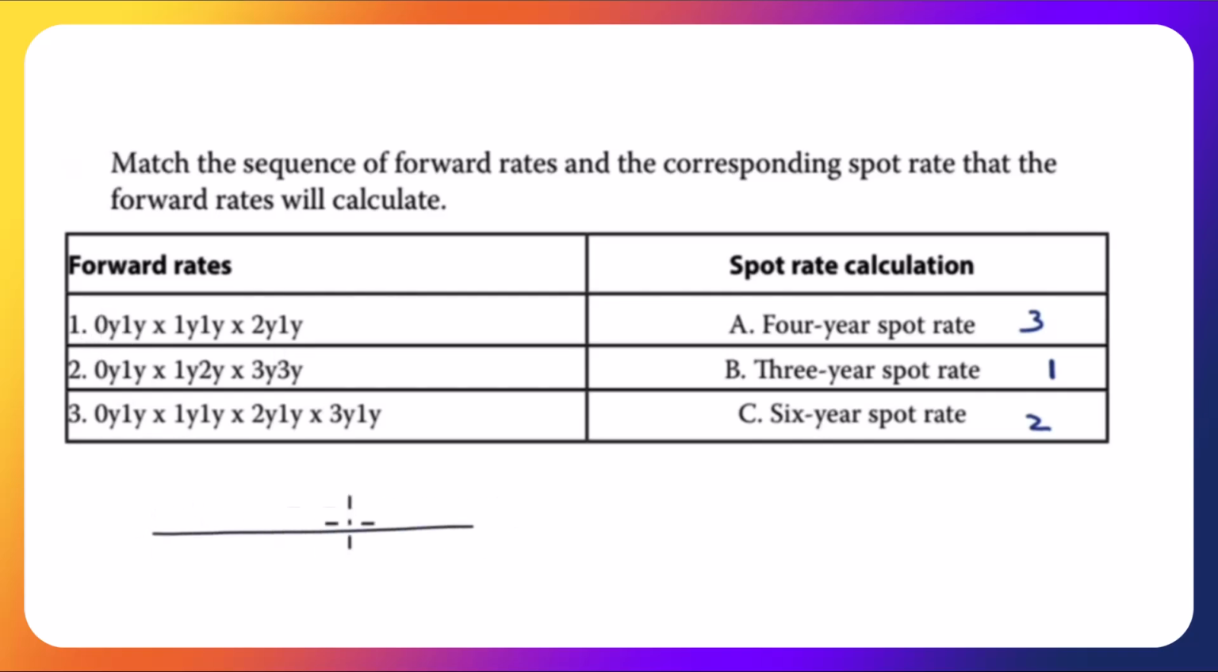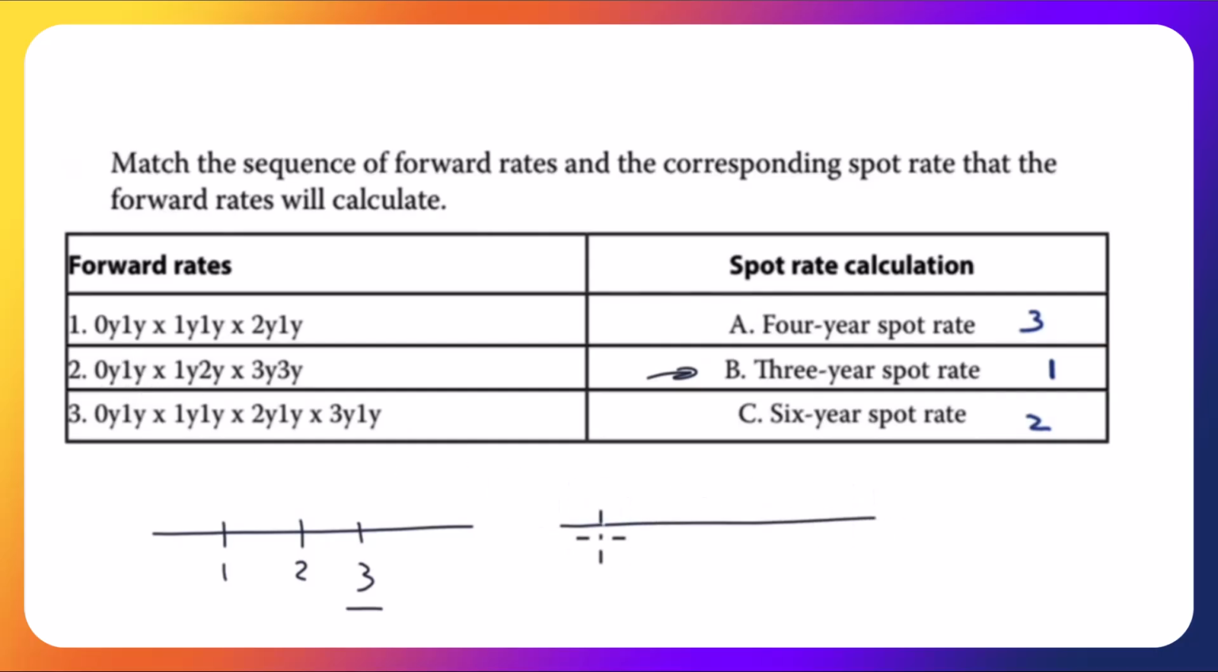So if we draw our timeline, 0 to 1 year, that's just a 1-year rate. Then we have a 1-year rate 1 year from now, which would take us to the end of year 2, followed by a 1-year rate beginning in year 2, which would take us to the end of year 3. 3-year spot rate.